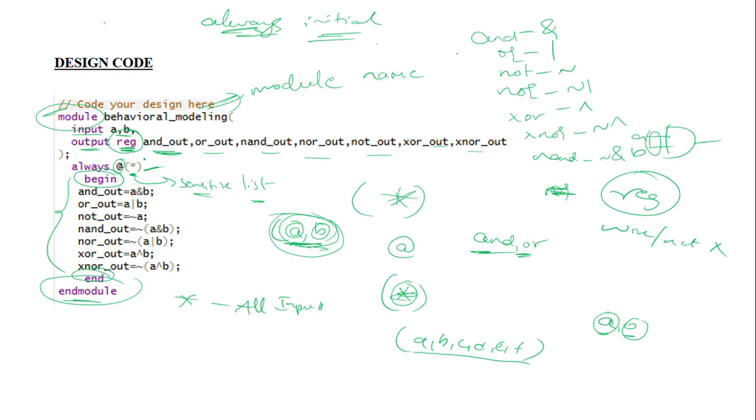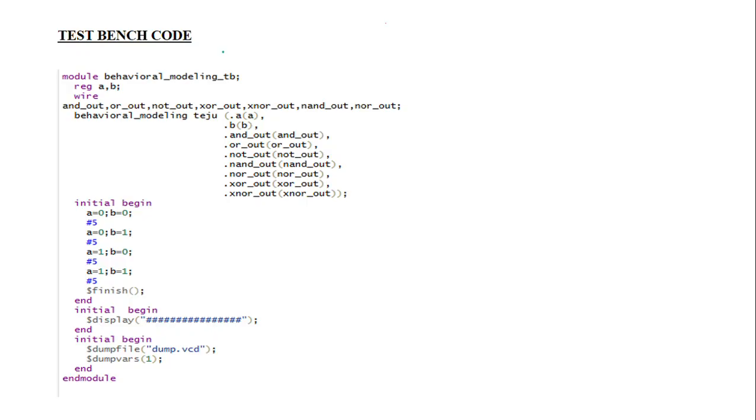So I think you understand why we use always, the at the rate symbol, and this star. What the sensitivity list is, and what reg is, and why you have to represent reg only, not wire. We discussed all of that here. If you have any doubt about this code while running it, or if you get any errors, you can comment. Then we will look into the test bench.